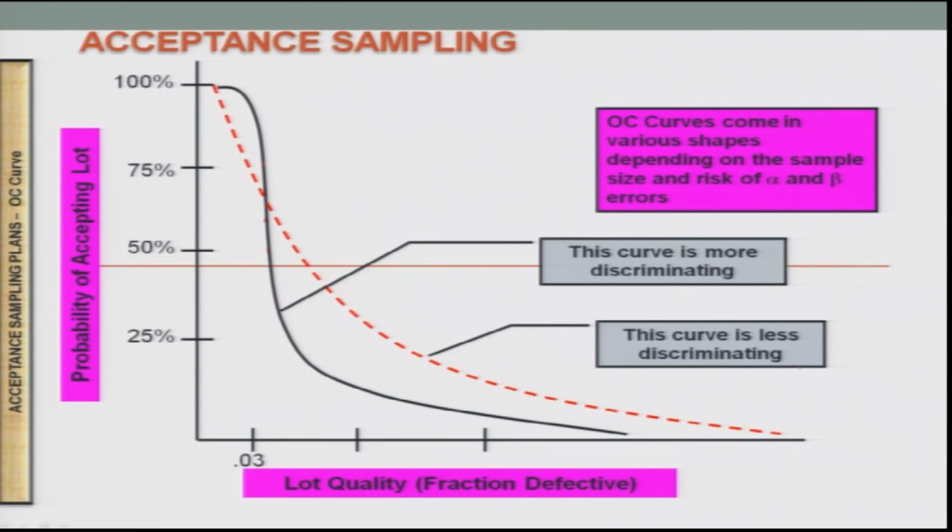So it mentions that OC curves come in various shapes depending on the sample size and the level of risk of alpha and beta which I have been talking about. So in this case, if you see the black one, and the alpha value is somewhere here, beta value is somewhere here, if you draw the vertical, the vertical point basically cuts these two graphs at two different places.